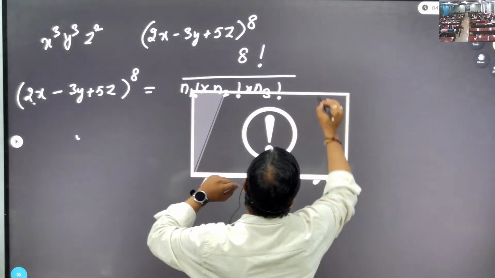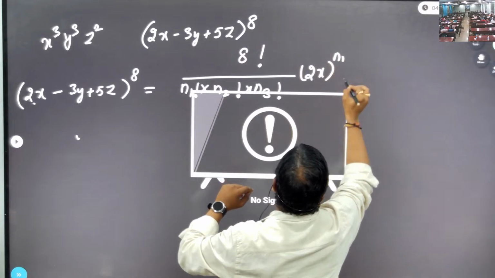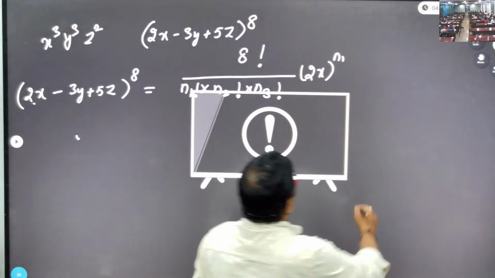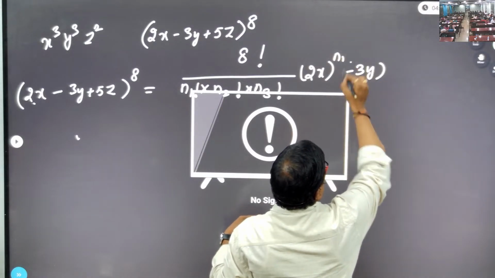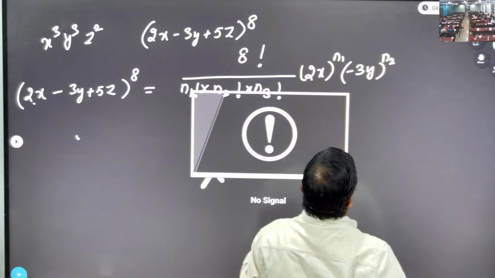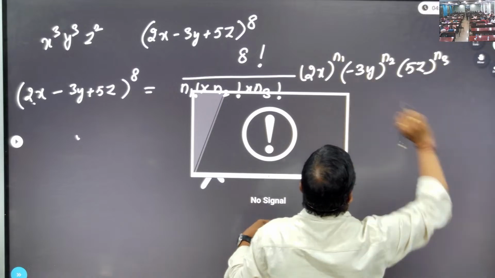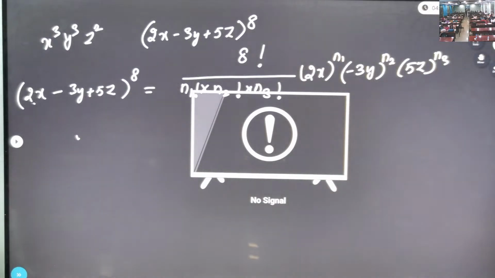Right? So 2x power n1. Next, the n2 value is minus 3y power n2. Next, the n3 value is 5z power n3. Okay, 2x power n1, minus 3y power n2, into 5z power n3. Right. So do we have any idea about the n values? As of now we are not having any idea about the n values, right?